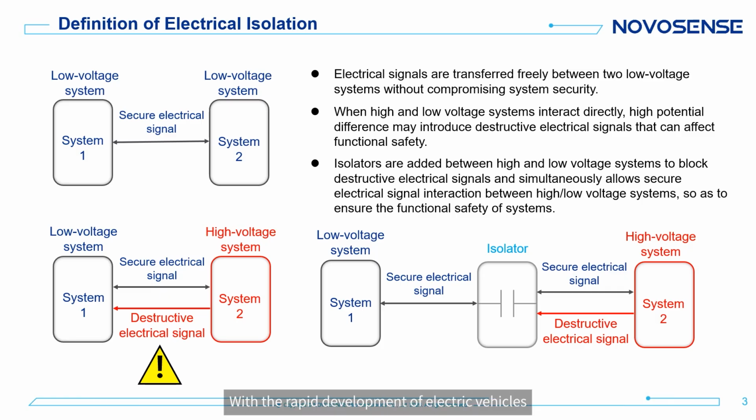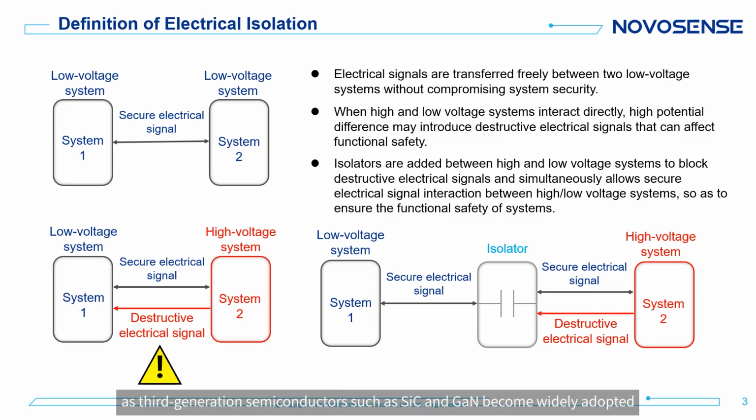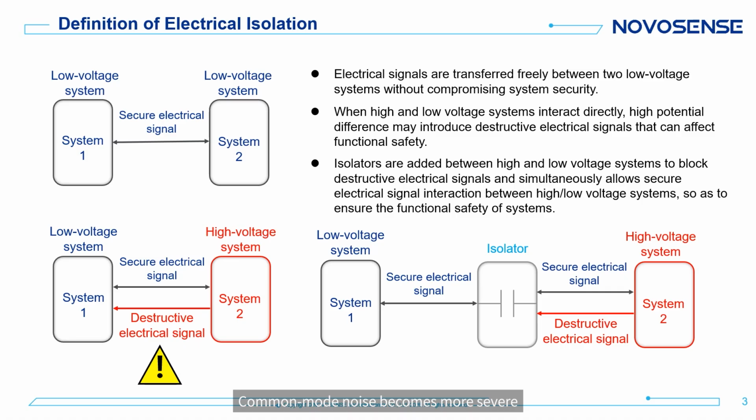With the rapid development of electric vehicles, energy storage systems, and industrial automation, the power electronics industry is entering an era of higher voltage, higher switching frequency, and higher power density. In particular, as third-generation semiconductors such as silicon carbide and GaN become widely adopted, switching speeds continue to increase, and dV/dt levels are rising significantly. As a result, common mode noise becomes more severe. High-frequency transient disturbances increase. EMC challenges become more complex.